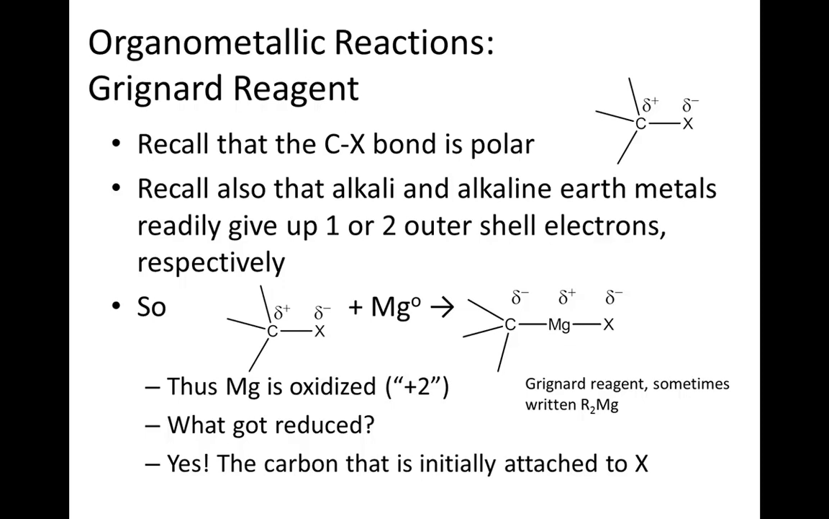I'm going to now record the end of the chapter that starts at 10.7 about organometallic reactions. I've mentioned this term before. Organometallic means molecules that contain carbon and also metals, and there are covalent bonds between the carbons and the metal atoms. The first one we're going to look at is called a Grignard reagent.